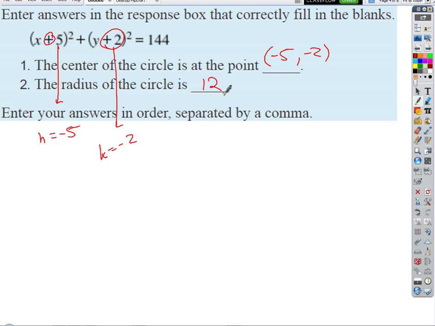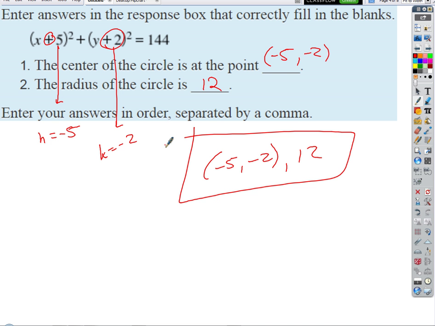That's it, right? Okay, and I think in Moodle it would just tell us to enter those separated by a comma, right? So in Moodle it would look like this. That's what we would input, right? Okay? No big deal?